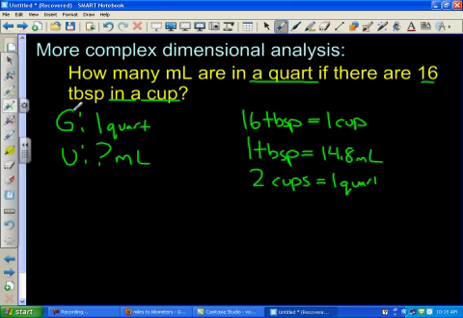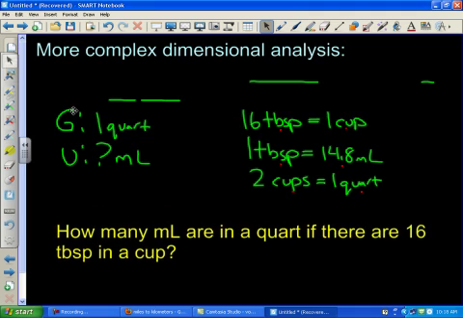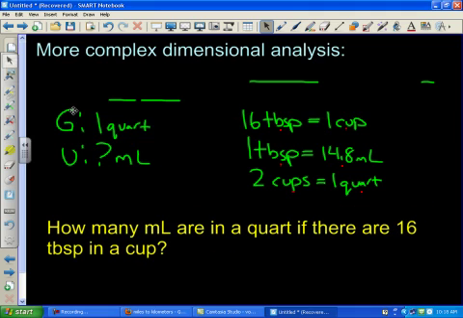We know that there are 2 cups in a quart, okay? And we know, given in the problem, that there are 16 tablespoons in a cup. So we can go from quarts to cups, cups to tablespoons, tablespoons to milliliters, which is what we want. So we can start at quarts and end up in milliliters, and that's exactly what we're trying to do here.